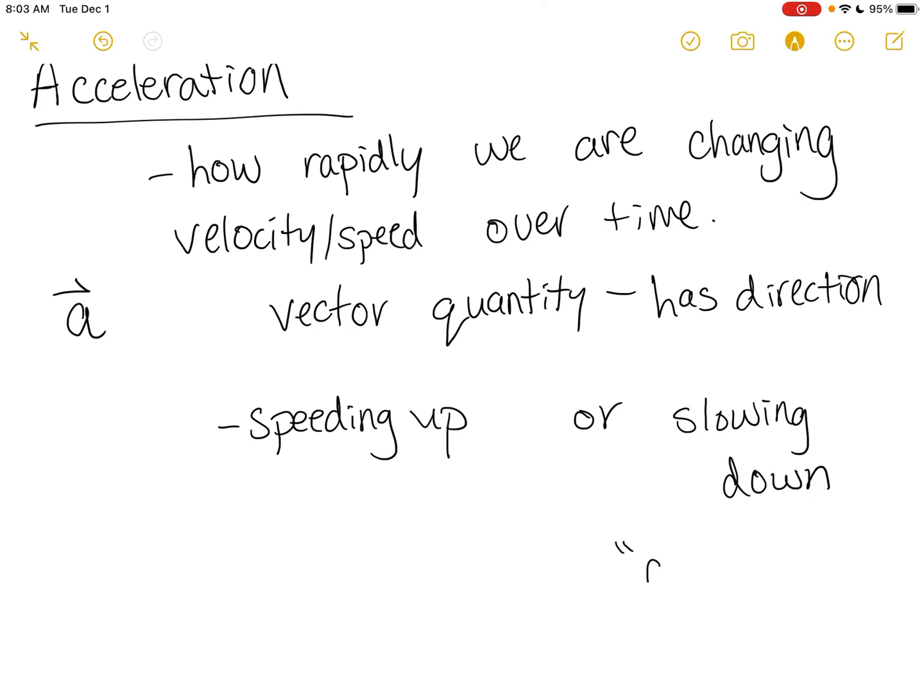When we talk about slowing down, we often think of the word deceleration, like when you're slowing down or decelerating your car. But the word in physics is actually acceleration, no matter whether you are speeding up or slowing down. So even if you are speeding up or slowing down, we use the term acceleration with the symbol A and the vector arrow over top.